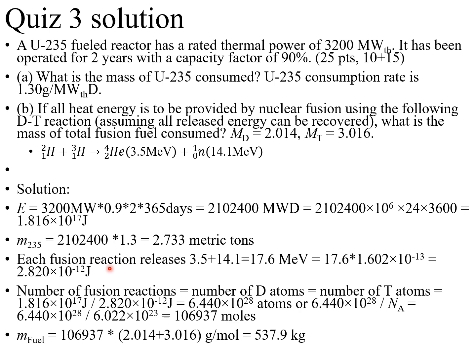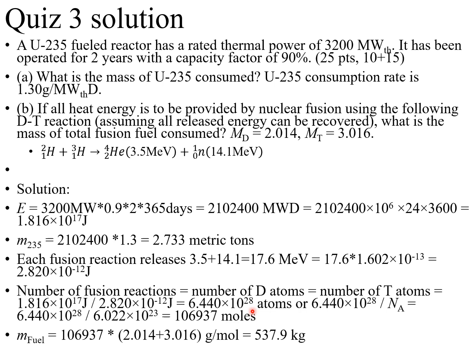Then we need to determine how many fusion reactions are needed to produce this amount of energy. We use this amount of energy, 1.8 times 10 to the 17 joule, and divide by the fusion energy release per reaction. So we can get this number of reactions.